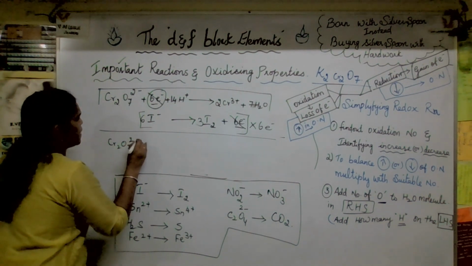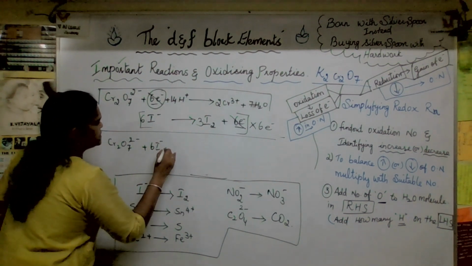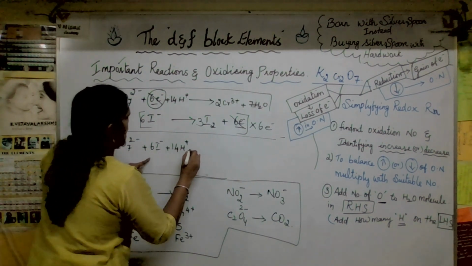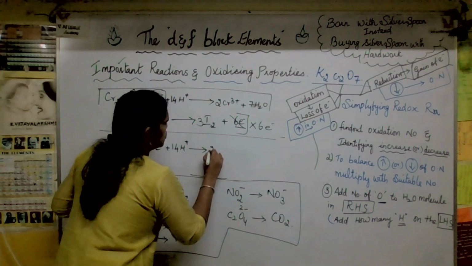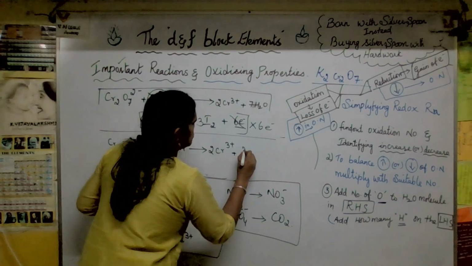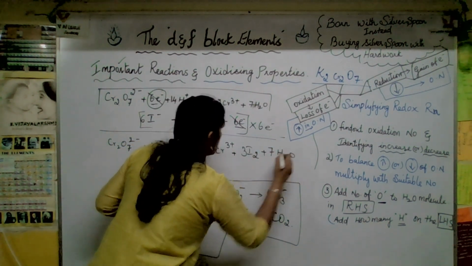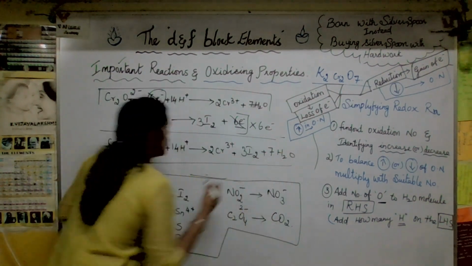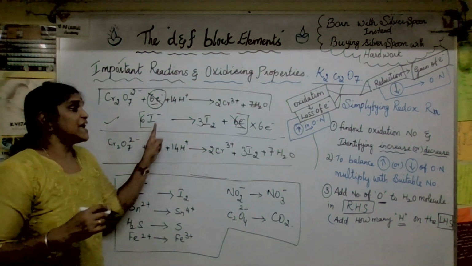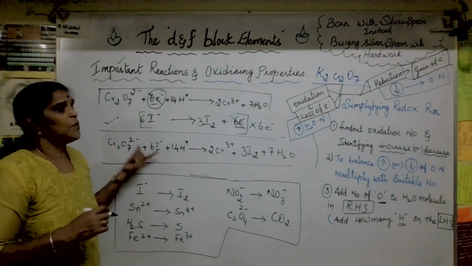Cr2O7 2 minus plus 6 I minus plus 14 H plus gives 2Cr3 plus, 3I2 plus 7H2O. That's all this equation. Hope you got a clear idea about how iodide oxidizes to iodine. Hope you're clear. You're getting a better idea about this equation.